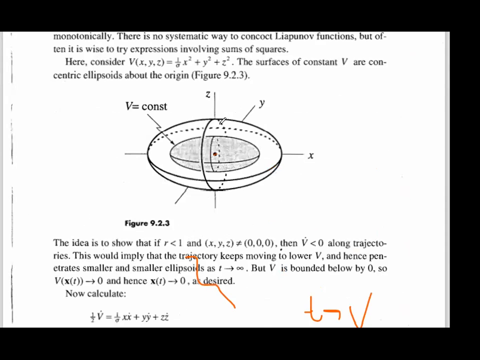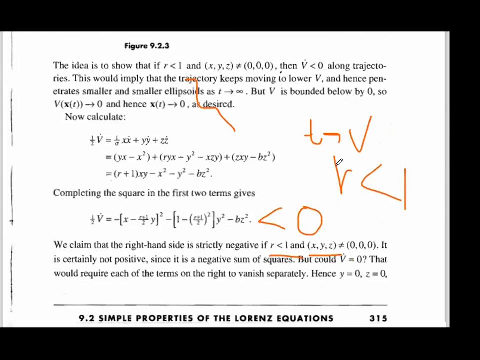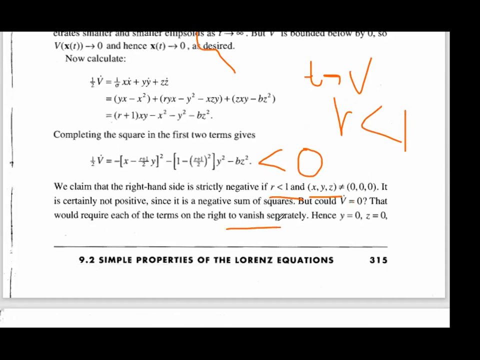If you consider the surfaces in 3-dimensional space, where V is constant, then this is a surface. When you increase time, this surface gets smaller and smaller, and as t tends to infinity the surface becomes nothing, decreasing to 0. It vanishes.